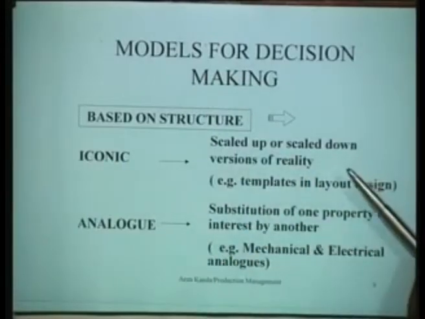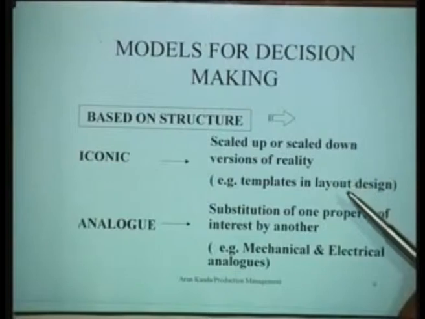So, remember that iconic models are just scaled up or scaled down versions of reality, and they give us an understanding, but the major problem with these models for decision making is that they are not robust enough. You cannot keep on changing the model parameters, because you will have to construct a new globe and a new model of the atom every time, and therefore their usage for decision making is limited.